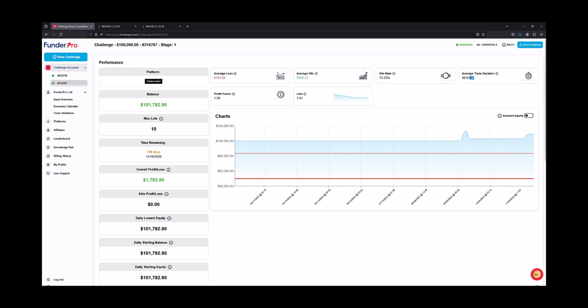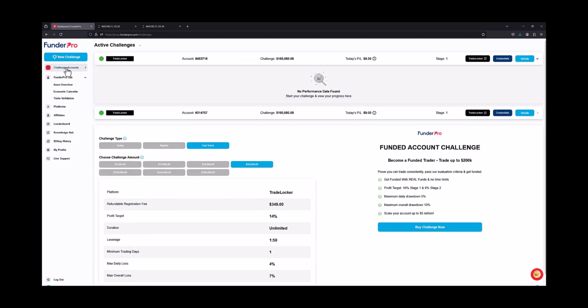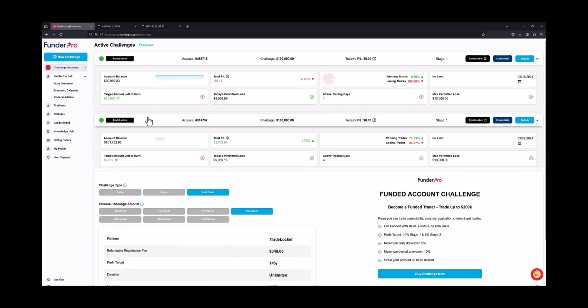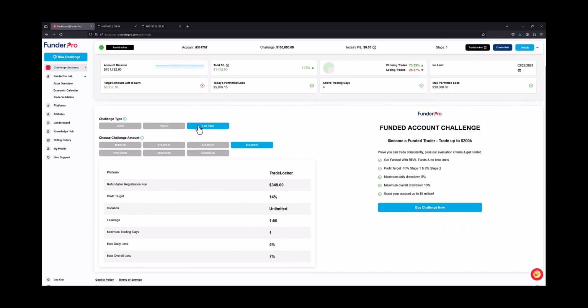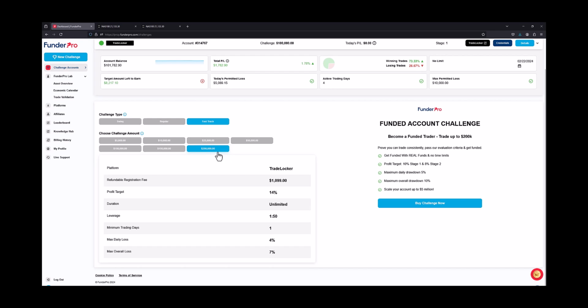But if you go back to challenges, if you buy a challenge account, the most you're going to spend, if you go all out, is $1,000 and get a $200,000 account. But this is fast track. You can do regular, you can do fast track, you do swing. So the price is going to vary depending on what you do. With fast track, it's $1,000, 14%. Now remember, guys, you get 10% off with my link below this video.